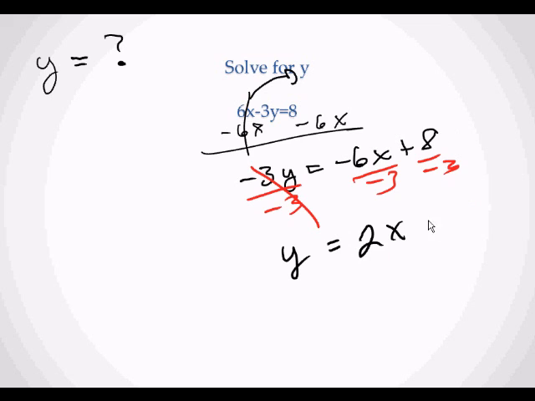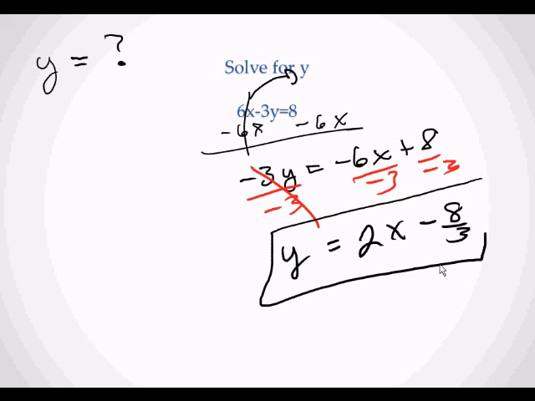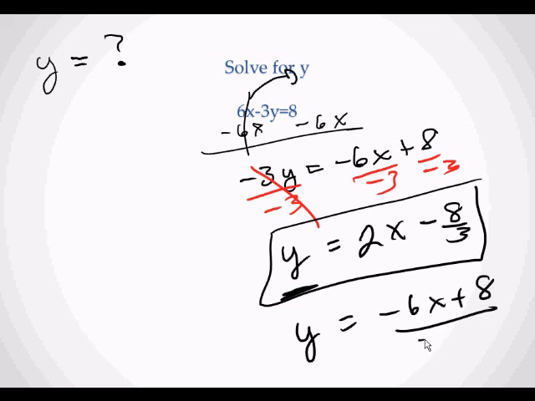Negative 3 divided by negative 3 is a positive 1y. Negative 6 divided by negative 3 is 2x. And then 8 divided by 3, positive divided by a negative is a negative. And we are done. Solve for y. Y is on one side, everything else is on the other. That's all we have to do.